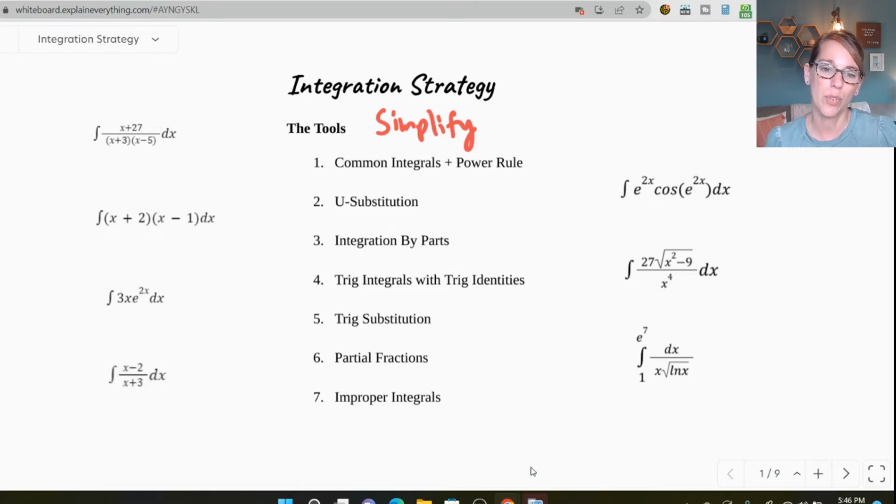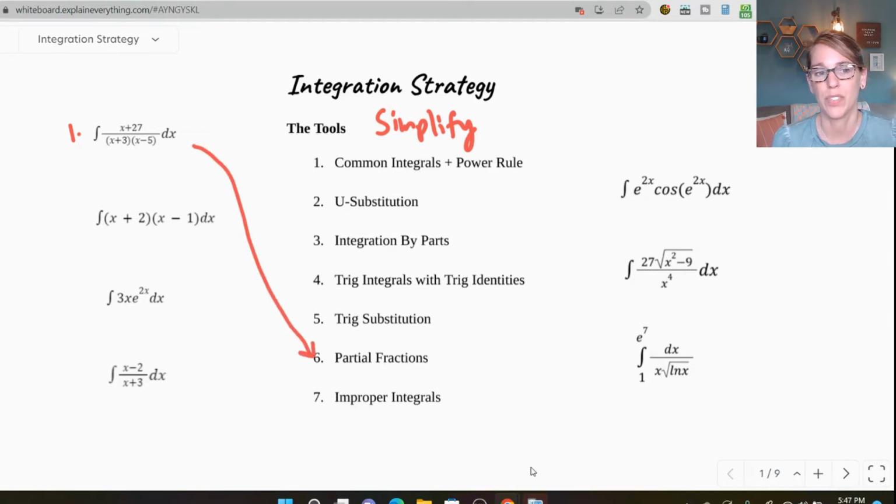So I want to go through and just talk about each of the examples that I've got up here, and then we'll work each of them out. So let's go ahead and start here with this one. I've got x plus 27 over x plus 3, x minus 5. This one is a partial fraction one. So I'm going to go ahead and draw an arrow over here to partial fraction.